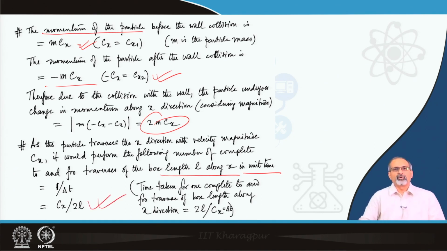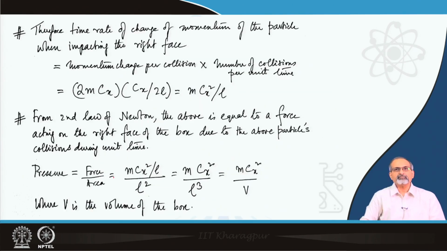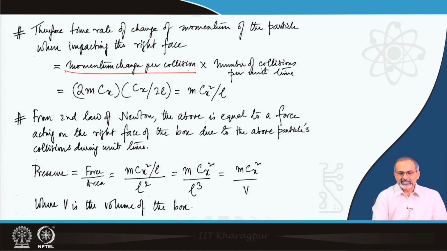So, we obtained the number of complete to and fro traverses of the particle as we tracked it, and therefore, the time rate of change of momentum of the particle when impacting the right face could be computed. It was the momentum change per collision into the number of collisions per unit time, which we computed, and it came out to be a form like this.